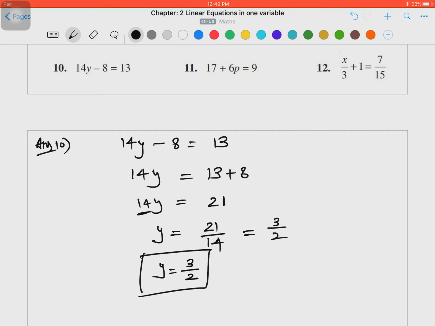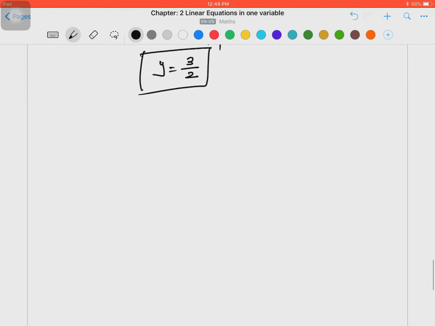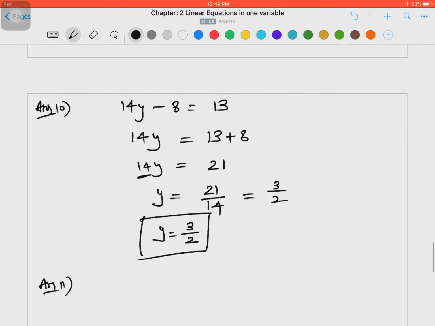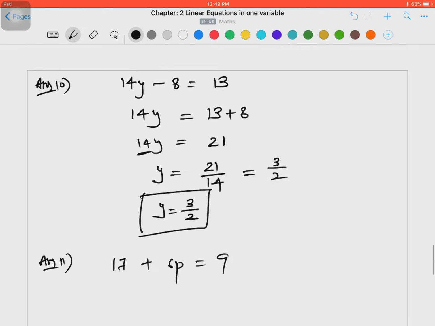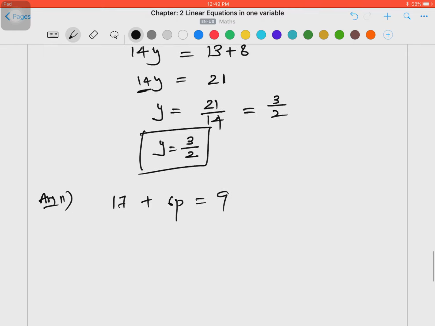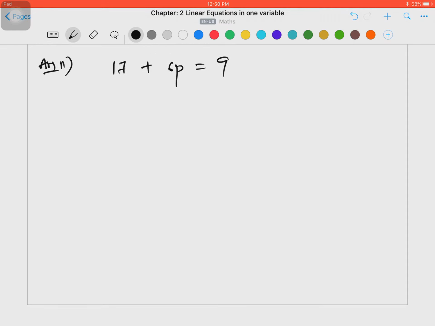Next one we have 17 plus 6p equals 9. This is answer number 11. We have 17 plus 6p equals 9. Again doing the same thing, keeping this variable term onto the left hand side. On the right hand side we have 9. This plus 17 will become minus 17 here. So we have 6p equals 9 minus 17, which will give us minus 8.